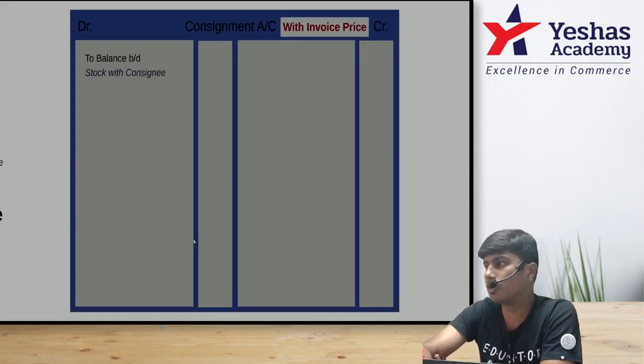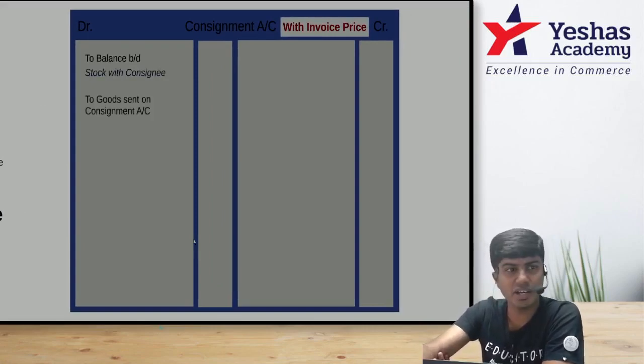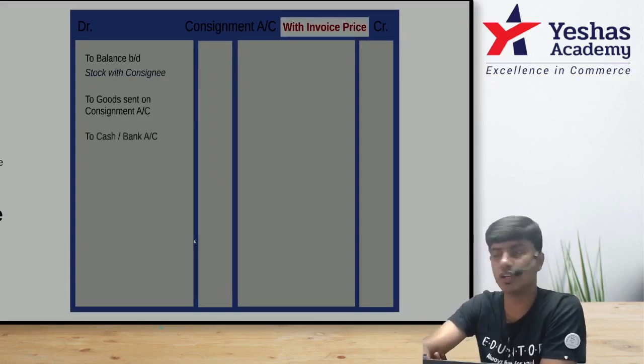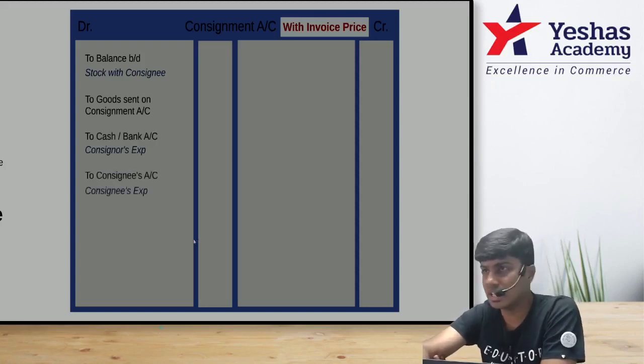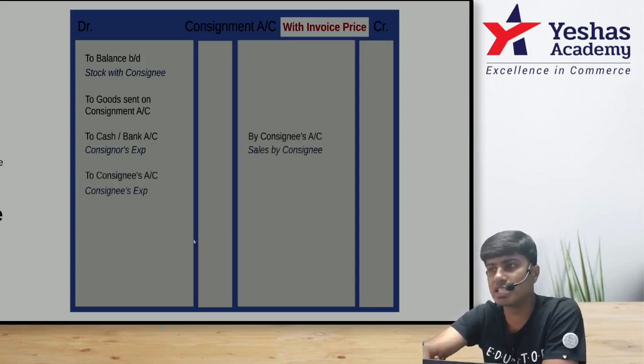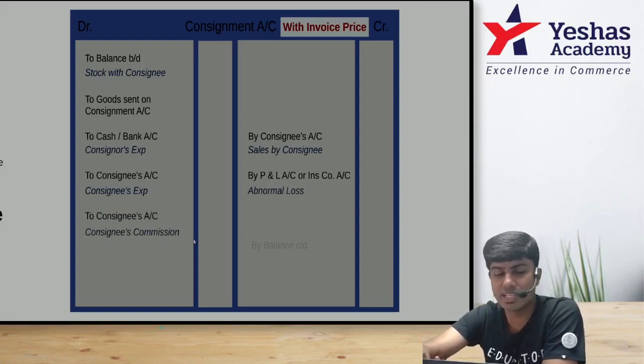Have a look at this. We'll write balance brought down, stock with consignee. Balance carried on is stock with consignee at the end of the year. Balance brought down is stock with consignee at the beginning of the year. Cost of goods sent on consignment. We'll write to cash or bank, consignor's expense. To consignee's expense, we'll write. We'll write sales by consignee. We'll write abnormal loss if there is any. And then we'll write consignee's commission, closing balance and profit.